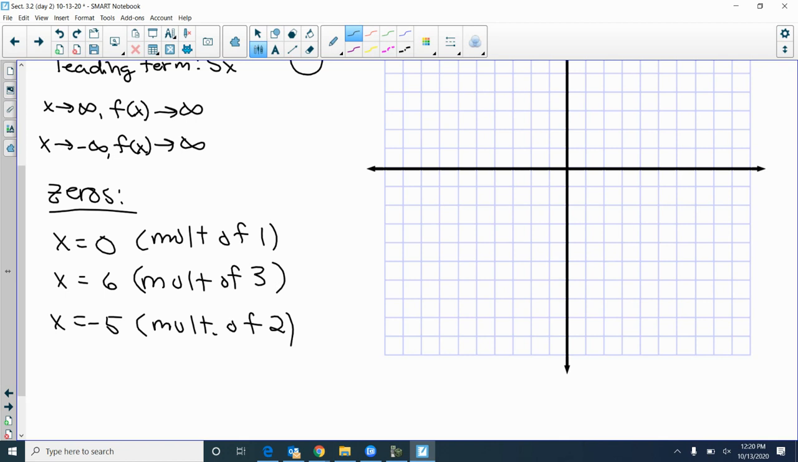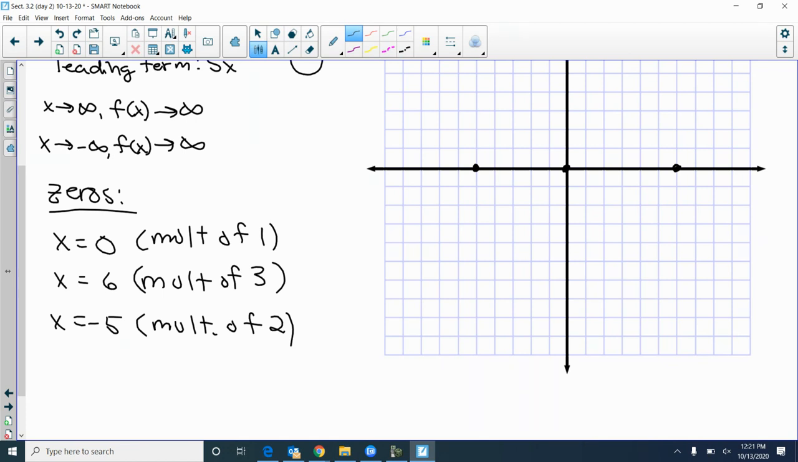So it hits at, what did we say here? Negative 5, 1, 2, 3, 4, 5. It hits at 0. And it hits at 6. All right, it has to have that end behavior.